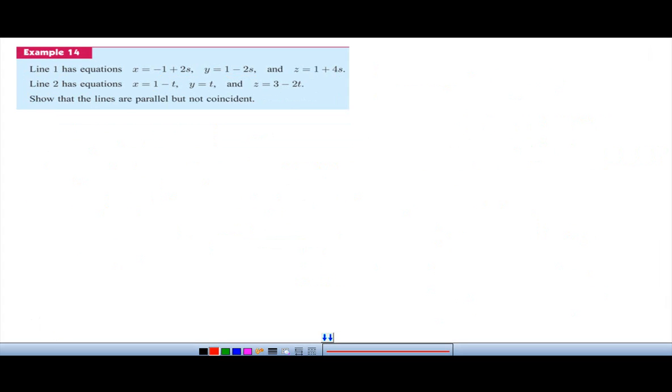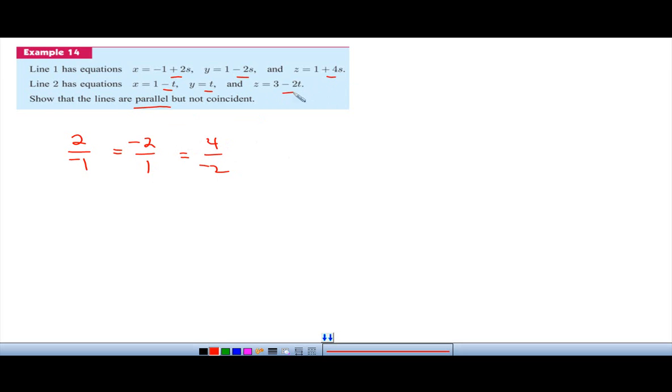All right, so for lines 1 and 2 here, we want to show that the lines are parallel but not coincident. To show that two lines are parallel, we want to show that the ratios of the direction vectors are equal. The coefficients in front of the variables give us the direction vectors. So we want to set up a ratio between the coefficients of the x's: positive 2 divided by negative 1 should be equal to negative 2 divided by 1, and this has to be equal to 4 divided by negative 2.